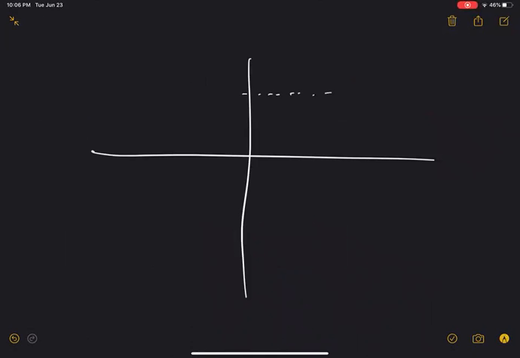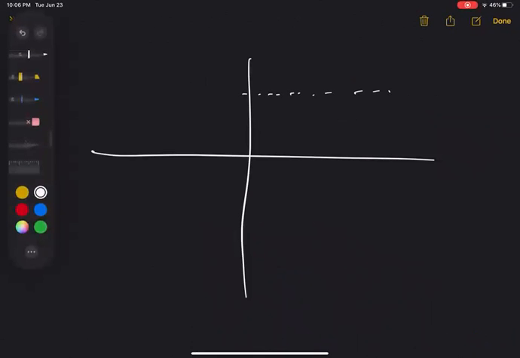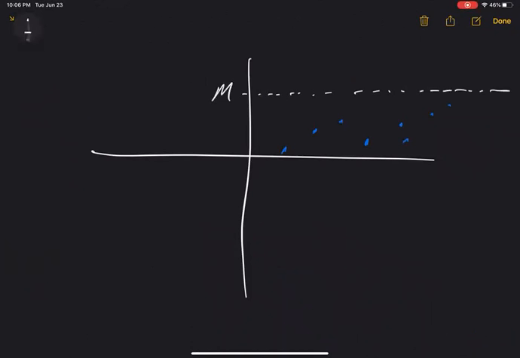So let's say I have a sequence, the sequence in blue. Maybe it's growing and shrinking, alternating, but it never goes above that white line. Let's say that's M. Well, then we say this blue sequence, let's call it a_n, is bounded above by M. So we could write a_n is less than or equal to M.